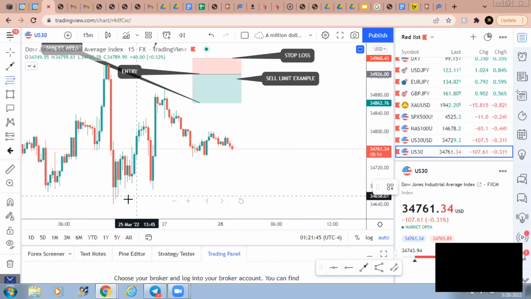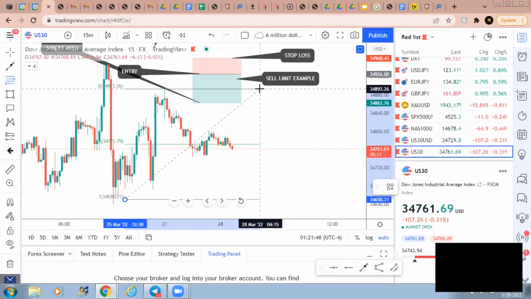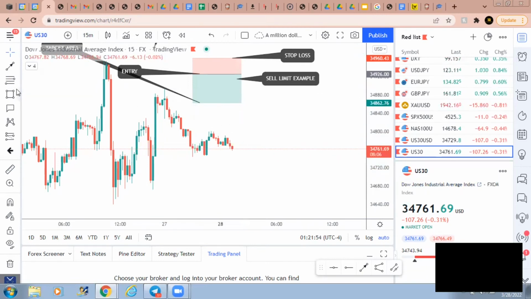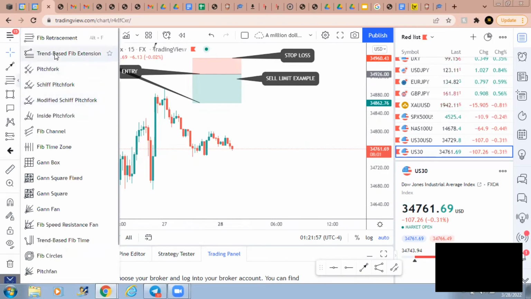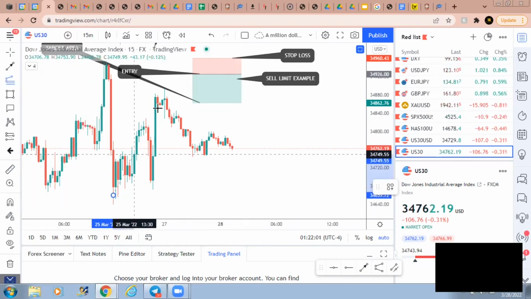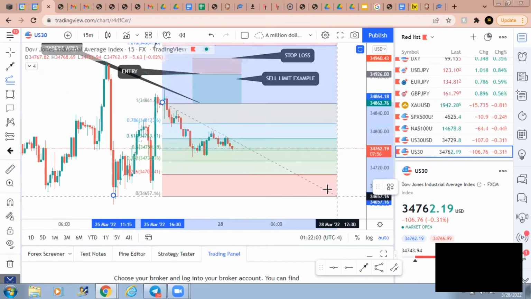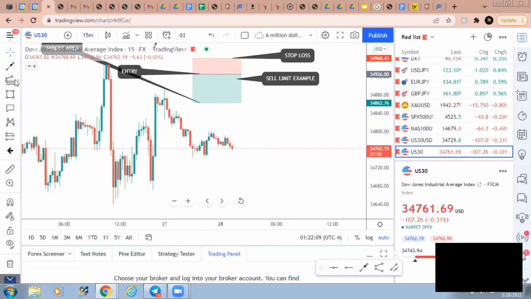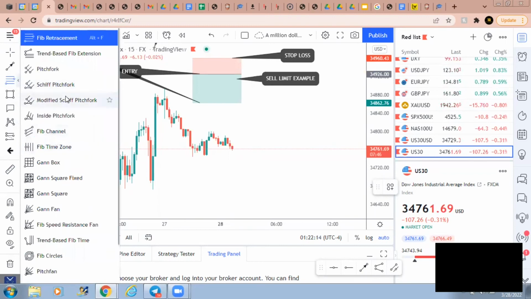You got the Fibonacci. I can literally fib everything out if I want to. It's just that simple. Use the Fibonacci, going from wherever you need to go to another destination. You have that option. You have the trend line, the trend-based fib extension. You have everything literally here. You can do anything here. It's crazy. It's insane. You have all these options of what you can do.